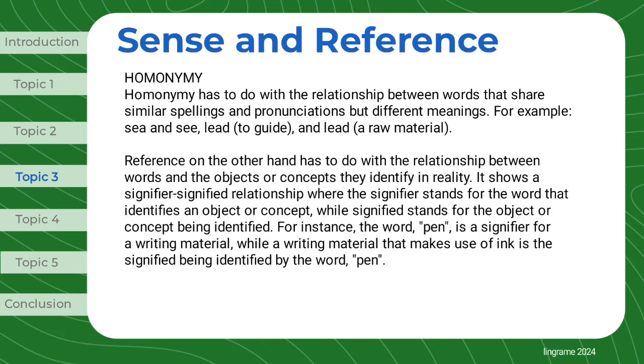Reference, on the other hand, has to do with the relationship between words and the objects or concepts they identify in reality. It shows a signifier-signified relationship where the signifier stands for the word that identifies an object or concept, while signified stands for the object or concept being identified. For instance, the word pen is a signifier for a writing material, while a writing material that makes use of ink is the signified being identified by the word pen.